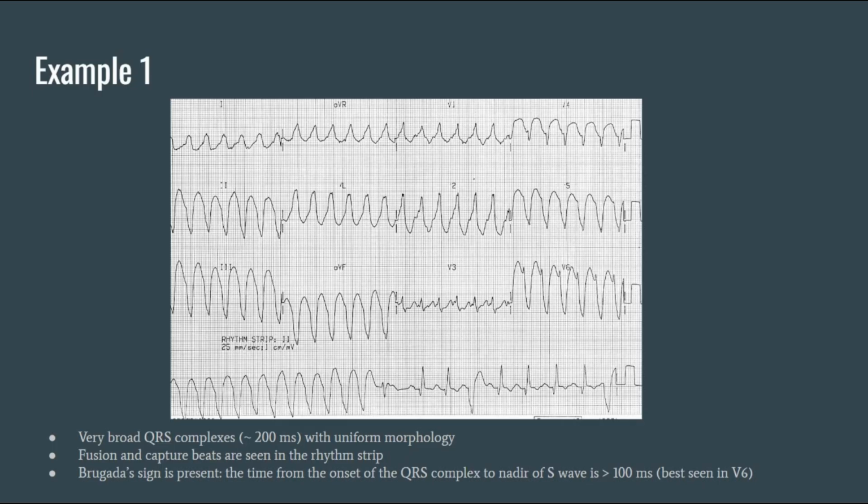Example 1. In this case, the ECG shows very broad QRS complexes measuring approximately 200 milliseconds, all with uniform morphology. Additionally, fusion and capture beats are clearly visible in the rhythm strip. A defining feature here is Brugada's sign, seen in lead V6. The RS interval exceeds 100 milliseconds, confirming the diagnosis of VT.